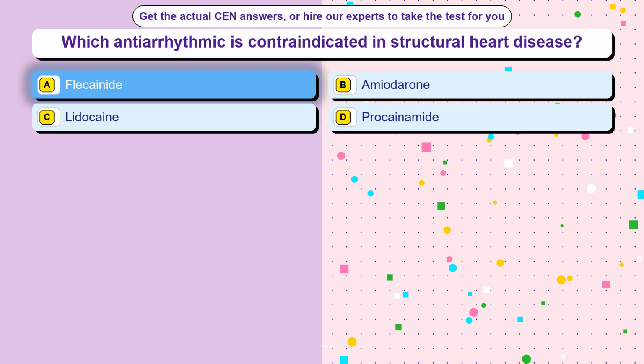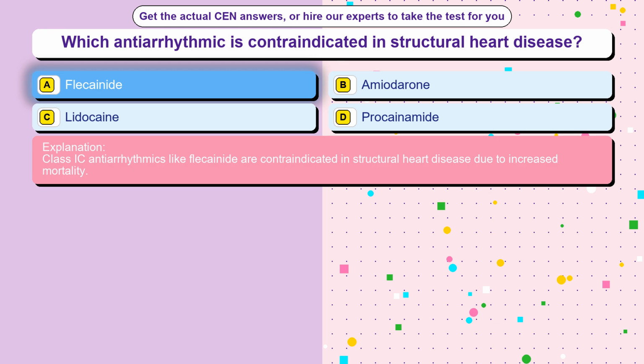The correct answer is option A, flecainide. Class IC antiarrhythmics like flecainide are contraindicated in structural heart disease due to increased mortality.